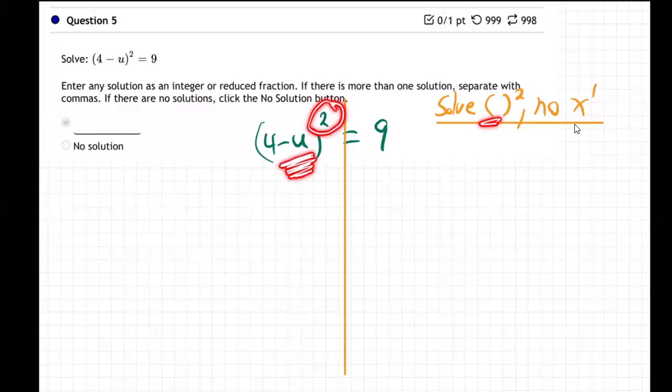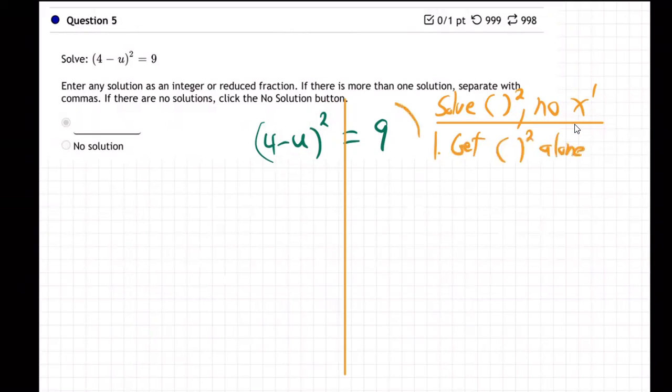So we really have parentheses squared and no u to the first power. We don't really have a u to the first power anywhere. So what do we do? Step 1: get the parentheses squared alone. It already is.